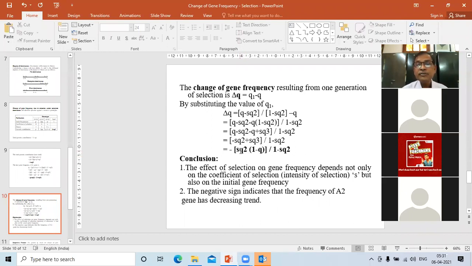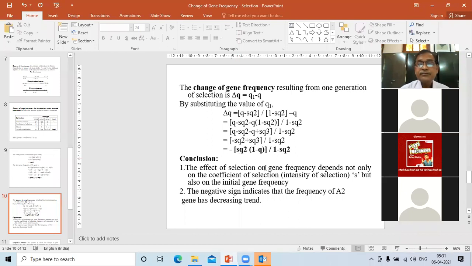S is the coefficient of selection. What is the coefficient of selection? It is the proportional reduction in gametic contribution of an individual. Q is the gene frequency of the A2 allele. So there are only two terms, and see the negative sign.